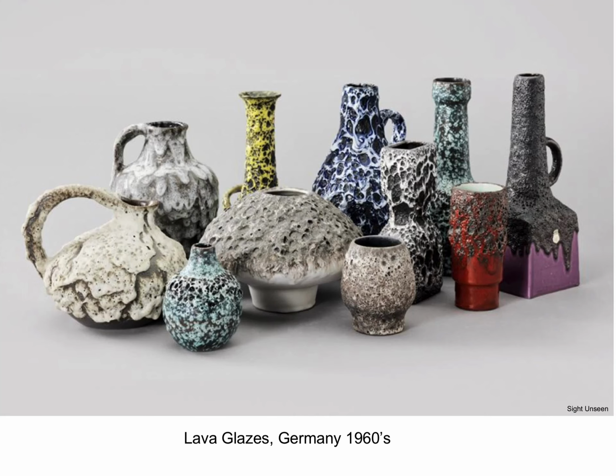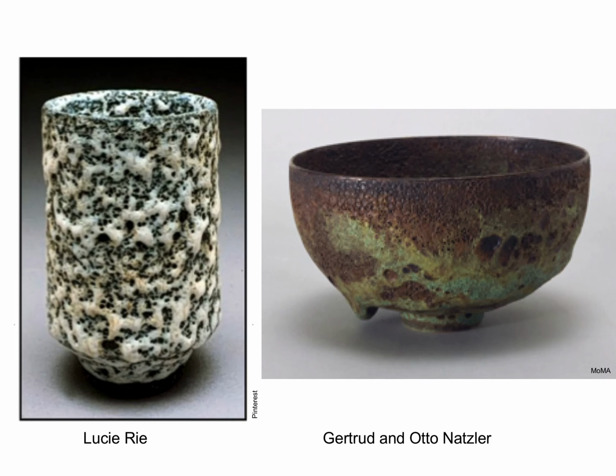And lava glazes were very popular in the 1960s, and all kinds of industrial ware were made with these extreme applications of very thick glaze that would bubble up and create craters and very exciting surface. Something that Lucie Rie, the celebrated English potter, and Gertrud and Otto Natzler, coming from Austria, I believe, and then working in California in the 50s and 60s, is emblematic of.